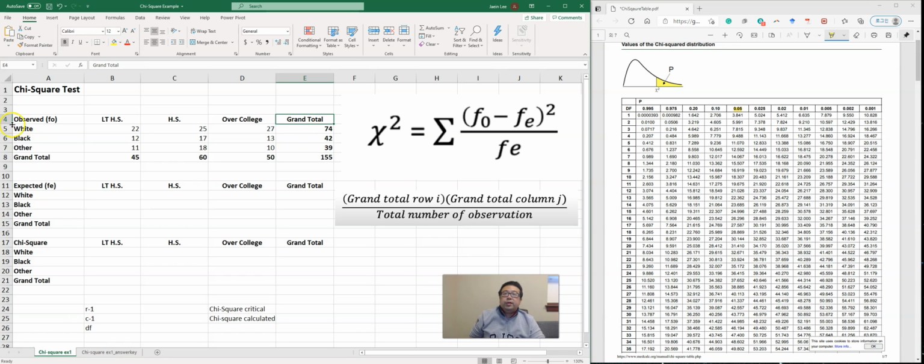So the grand total in the row means the sum of the row in the white, African American, and other race category. And the grand total of the column means the sum of the numbers, regardless of the race, the sum of the column as less than high school up to over college. So you can know what grand total means here. And the grand total, the total number of observations, is the sum of the whole number. As you can see, it is the sum of all the numbers here.